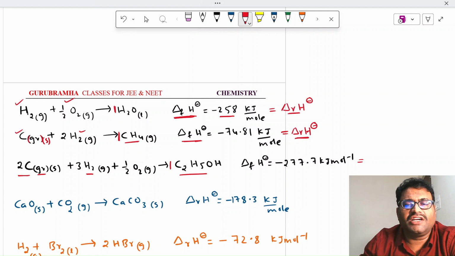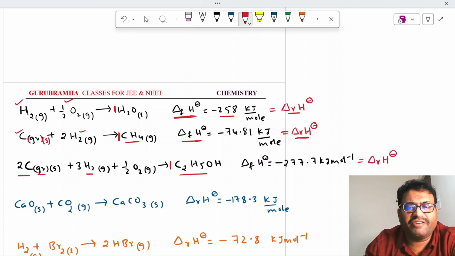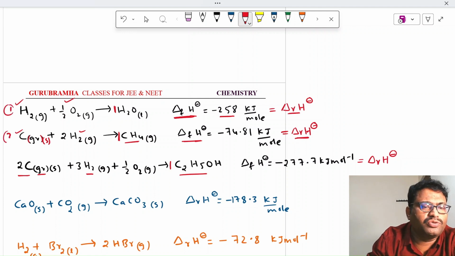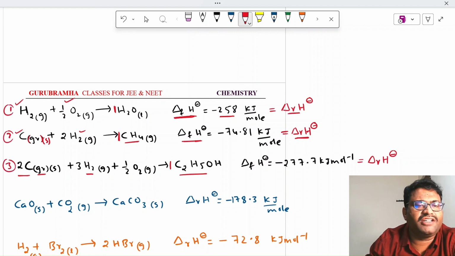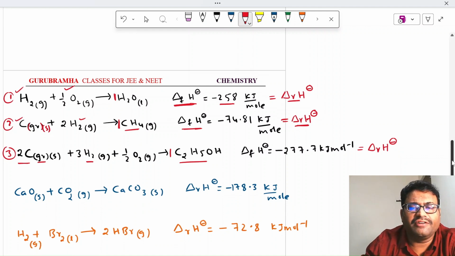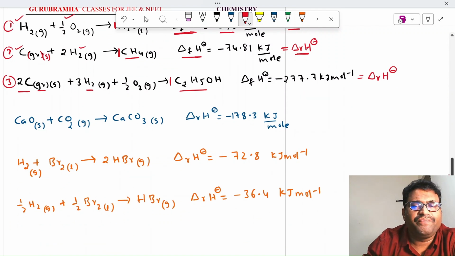So this standard enthalpy of reaction is called the standard enthalpy of formation. See, all these three equations, 1, 2, 3, are satisfying the definition of standard enthalpy of formation. So the enthalpy of reactions can be considered as standard enthalpy of formation. Let us see the next equation.